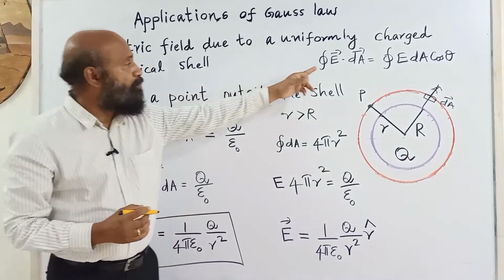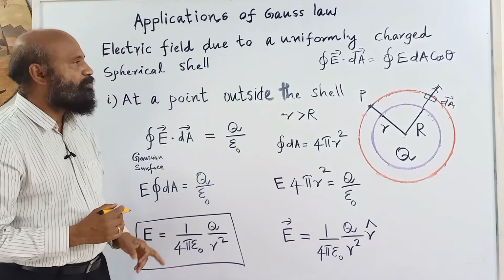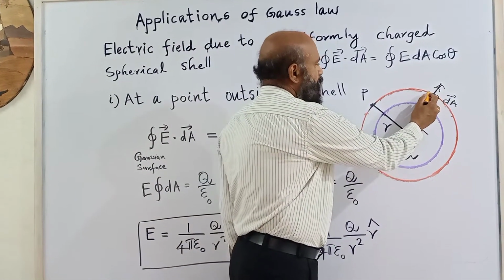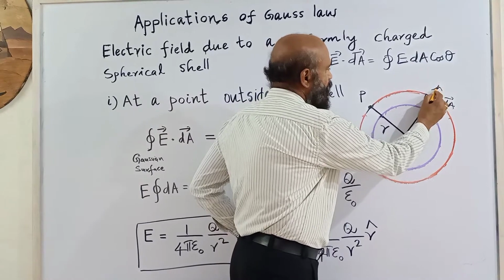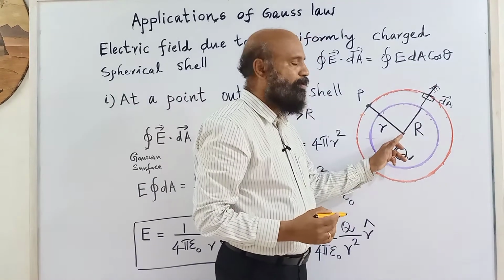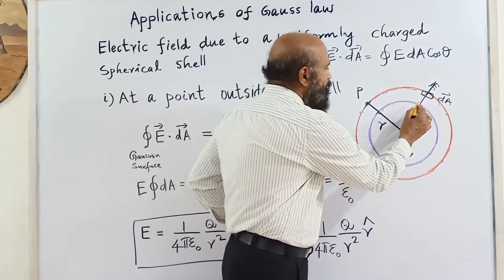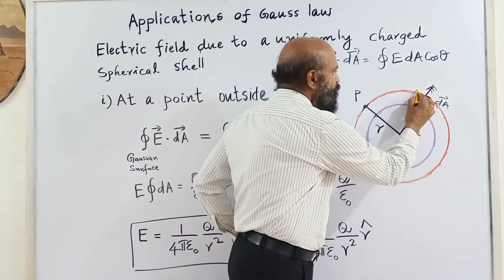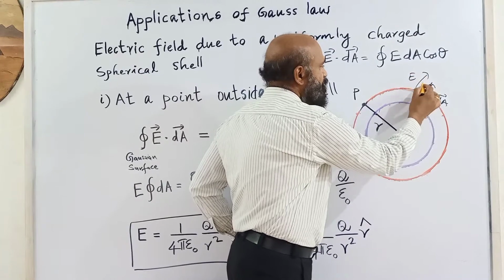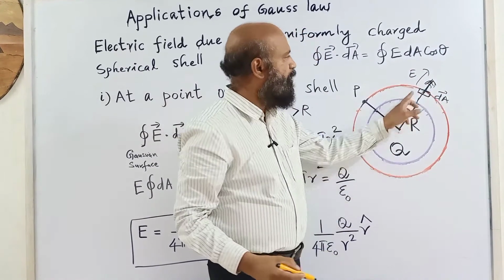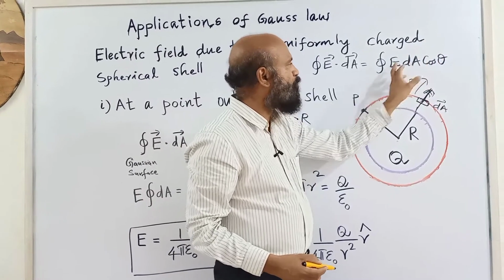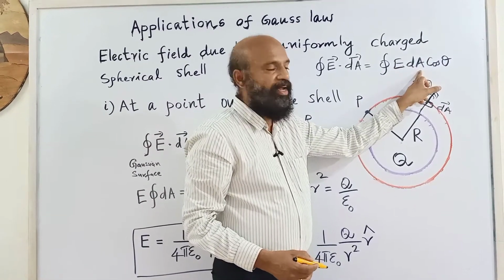Now E vector dot dA vector is E dA cos theta. Here you consider a small area dA. This is a dA vector. Then for a positive charge, electric field intensity is radially outward. So intensity is also in the same direction, and dA vector is also in the same direction. So this theta is 0. Cos 0 is 1. So it will become E into dA.